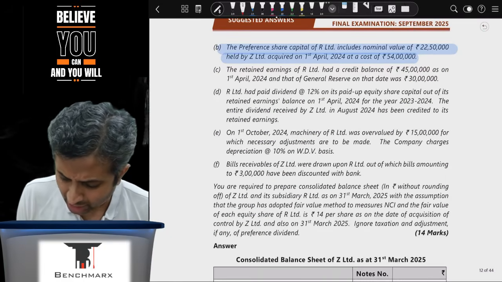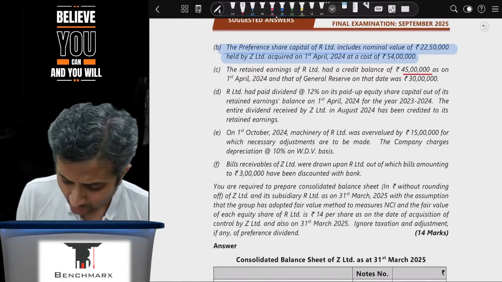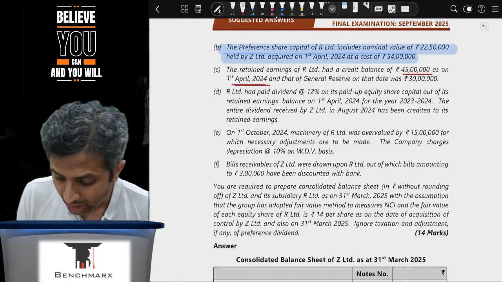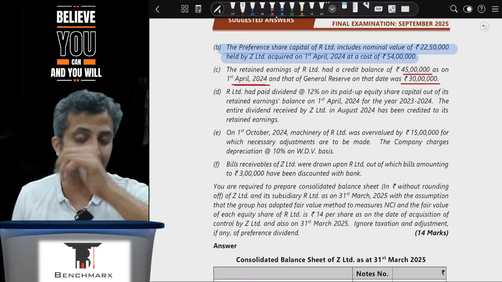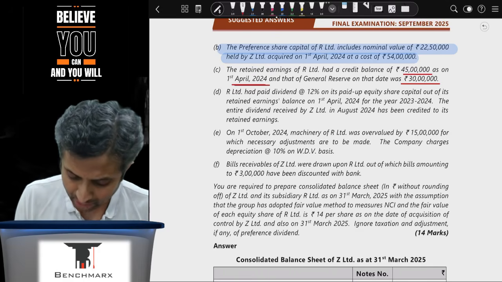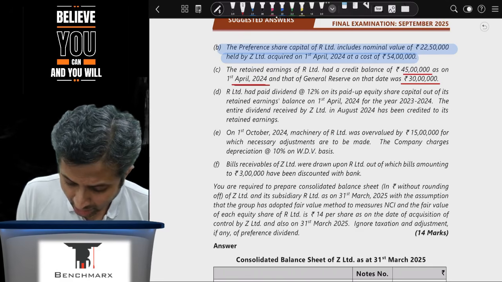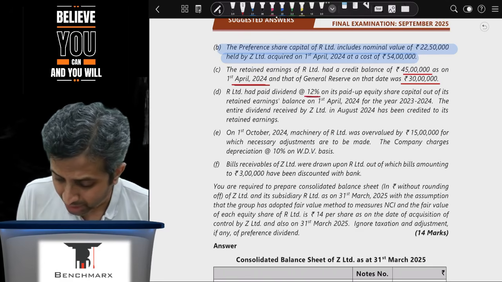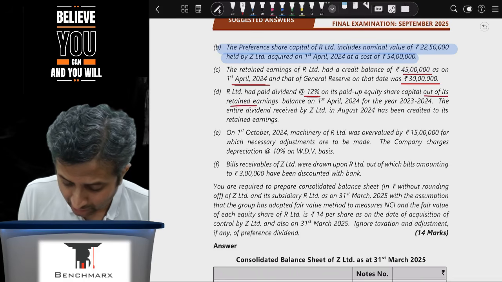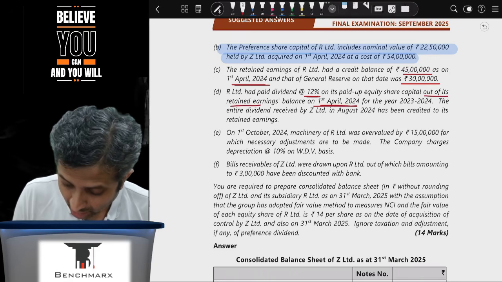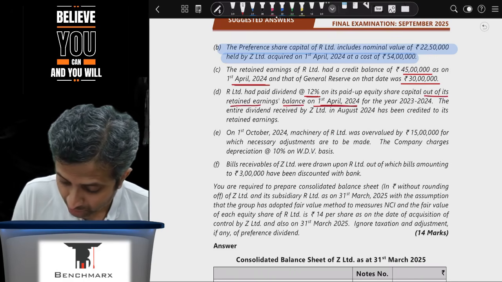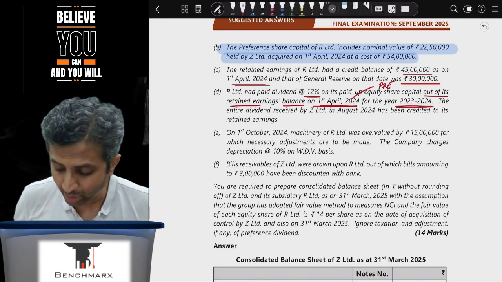The retained earnings had a credit balance of 45 on 1st April 2024 and the general reserve as on that date was 30 lakhs. This is on the start of the year. Remember, your acquisition date is 1st of January. Now R paid a dividend of 12% on its paid up share capital out of its retained earnings balance on 1st April 24. So this is paid out of the balance on 1st April 24. So this is paid out of the pre-acquisition profits for the year 23-24.